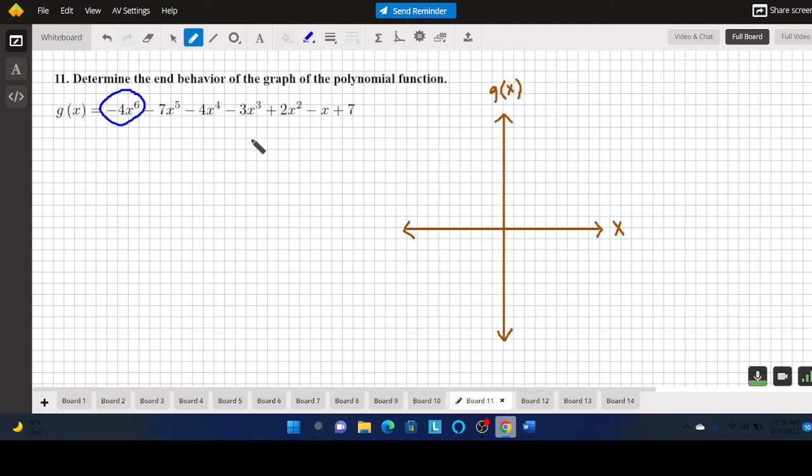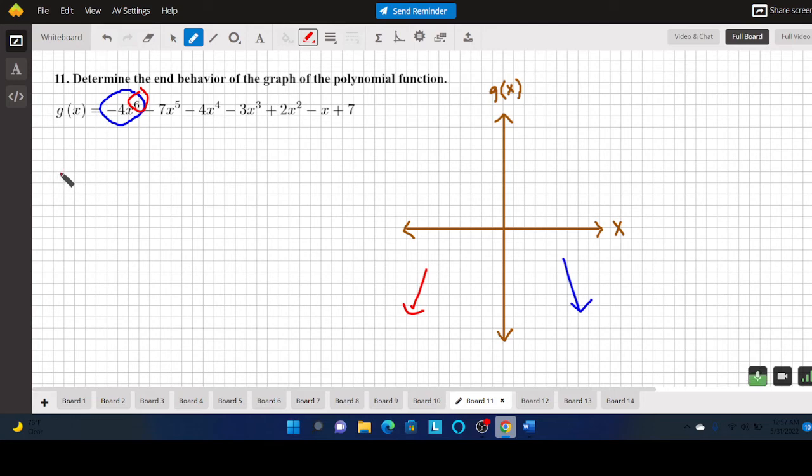All right, back to 11. So negative 4x to the 6 is the first term. Negative 4 is the leading coefficient. So we have a negative, that means the right side is going down. Negative means the right side is going down. Then look at the degree, it's even. Both ends go in the same direction. So the right side is going down from the negative 4. Both sides are going down because of the 6, an even number.